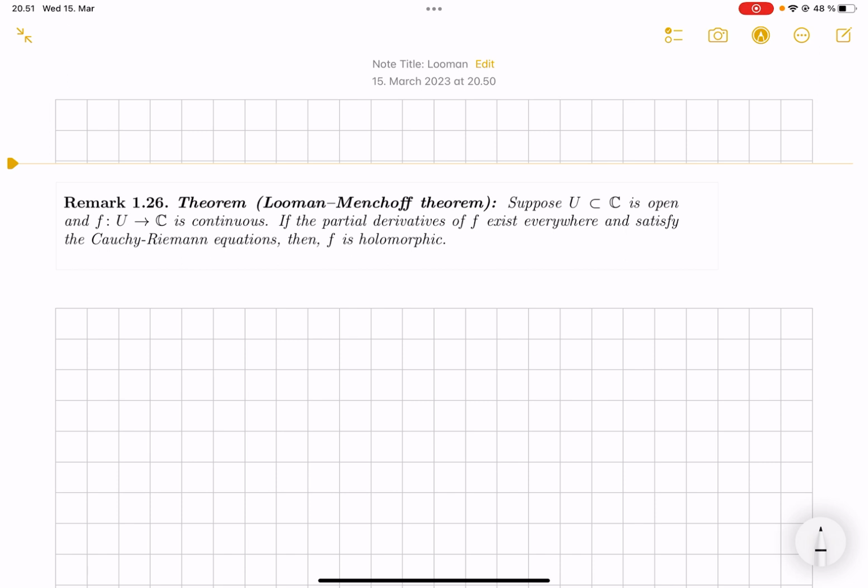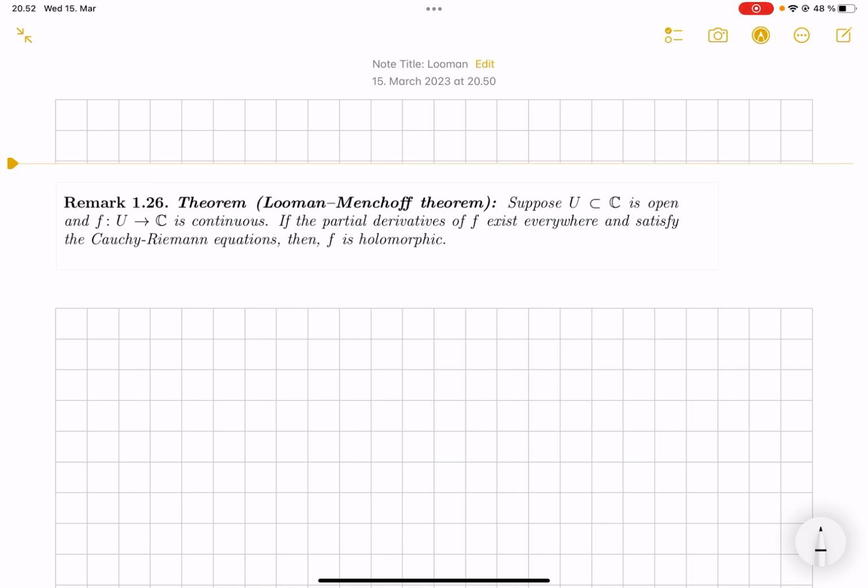One of the amazing theorems that I recently came to appreciate is the Looman-Menchoff theorem. I hope I'm pronouncing that right. It says that if you have a complex valued function on an open set that is continuous, and if further you assume that the partial derivatives exist and satisfy the Cauchy-Riemann equations, then f is holomorphic, that is, f is complex differentiable everywhere in U.